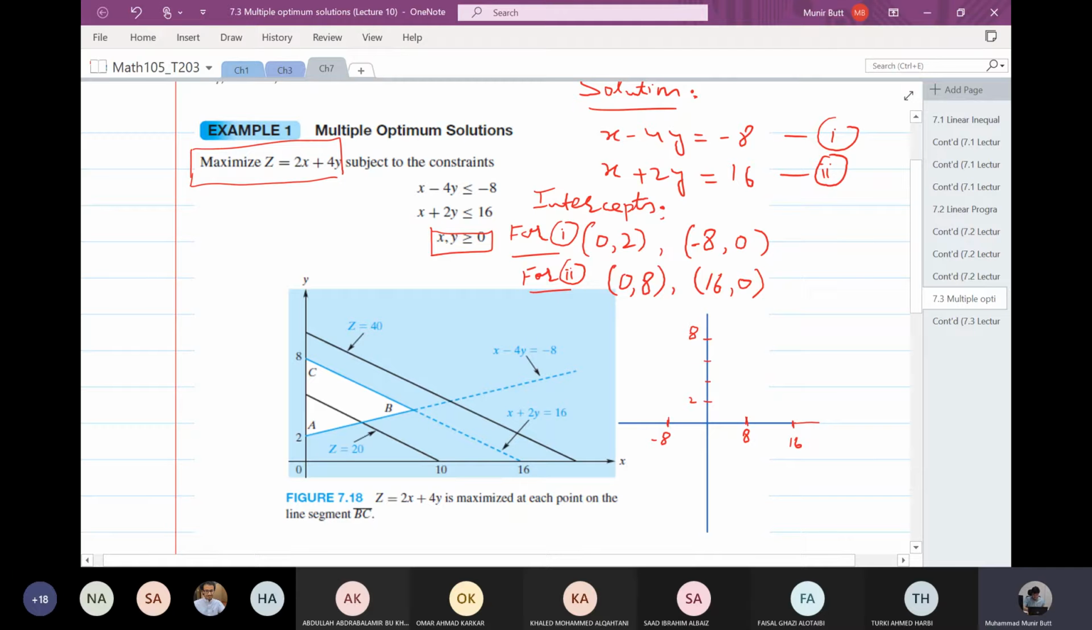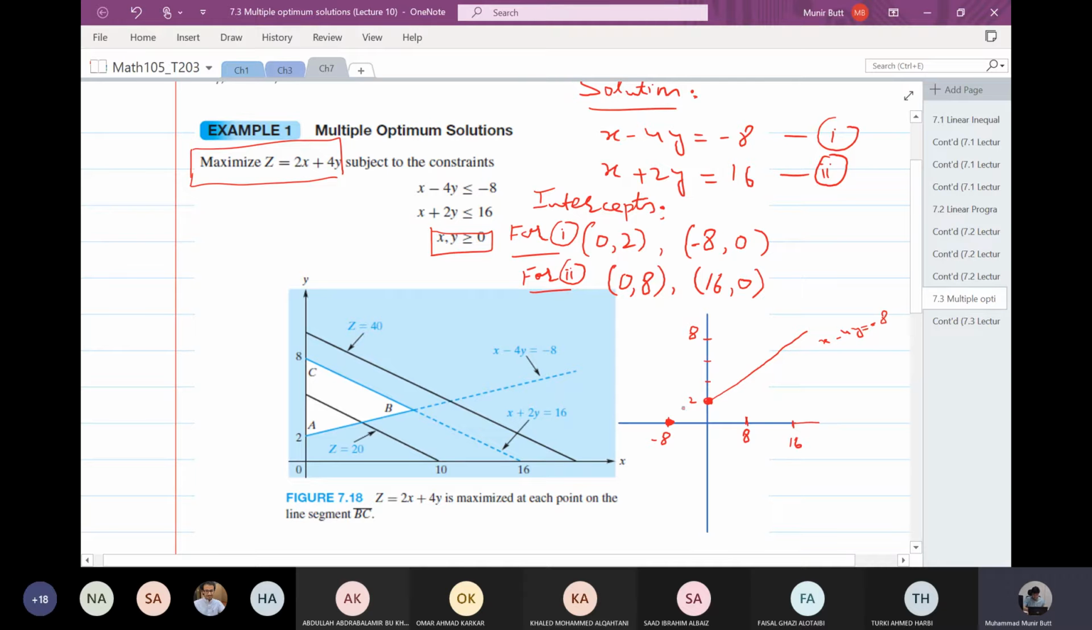Okay, so we plot the first point for the first line is 0 and 2, so this will be x is 0 and y 2, and then minus 8 and 0. Since we cannot draw here because x and y are positive, so we will join this line and go through this way. So this is the line we have, x minus 4y is equal to minus 8.